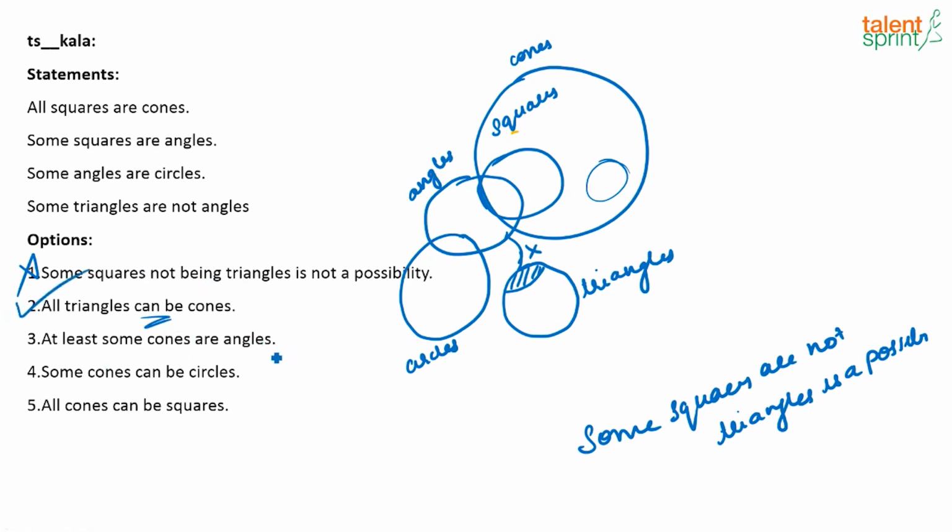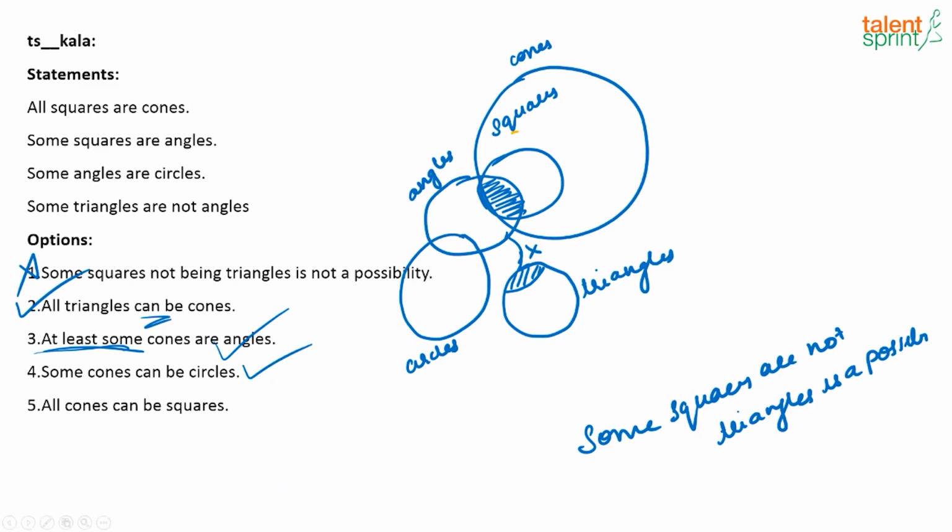At least some cones are angles. Yes, definitely some cones are angles. These cones are definitely angles. At least some, all this refers to some. Some cones are angles. That's a definite conclusion. Some cones can be circles. Yes, some cones can be circles. Can be means again that's a possibility. There can be some intersection between cones and circles. So this also follows.